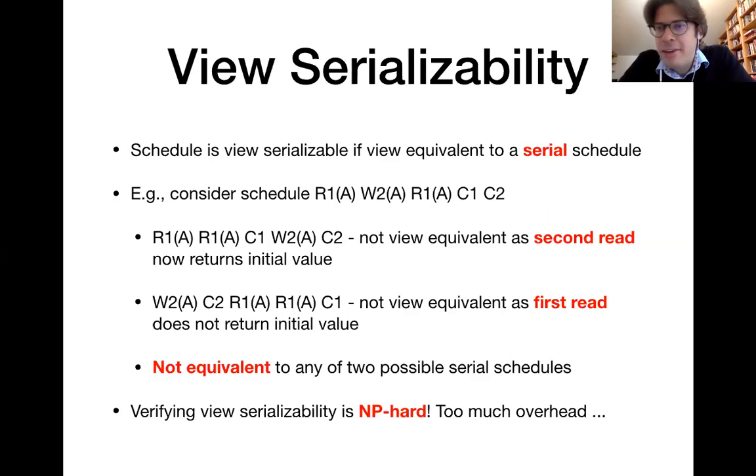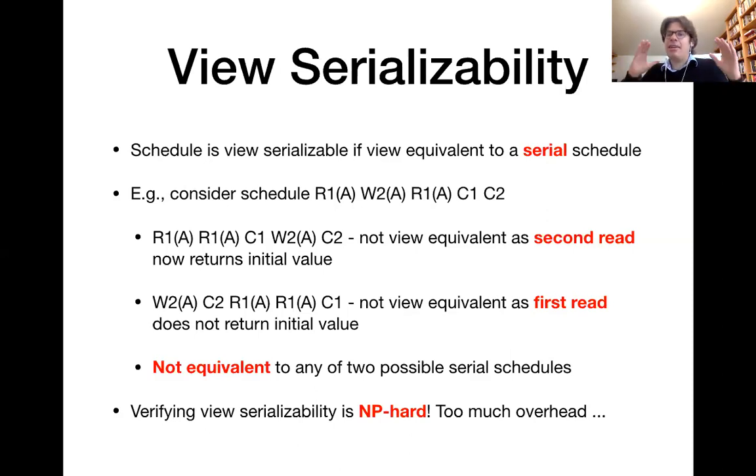View serializability seems like a nice criterion. It is pretty strong, so it avoids those anomalies that we have seen. The only problem with that criterion is that it is NP hard in general to verify whether a schedule is view serializable. And NP hard generally means that we don't know and don't believe that there exist any efficient algorithms in order to solve that problem.